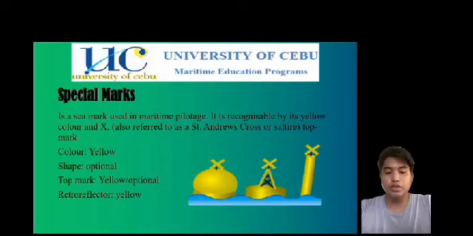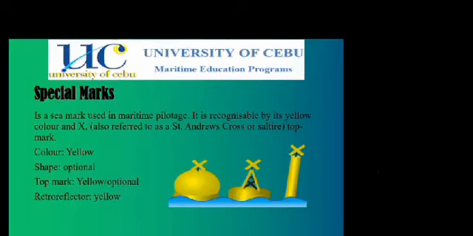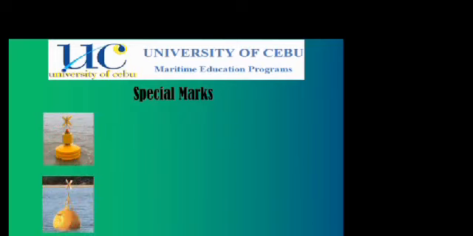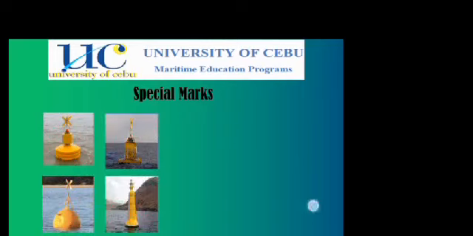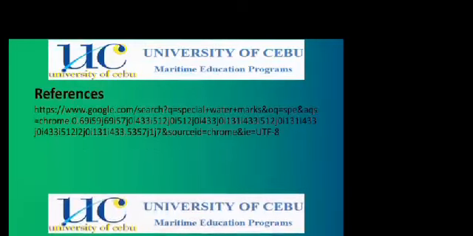Freeboard 920 millimeters. SM 3050, diameter 3050 millimeters, buoyancy depth 15 to 60 meters, freeboard 1140 millimeters. SM 3500 in diameter, buoyancy depth 20 to 70 meters, freeboard 1240 millimeters. Examples of special marks. References.